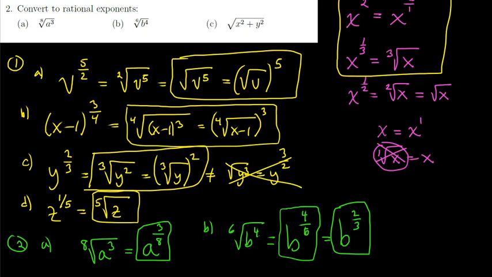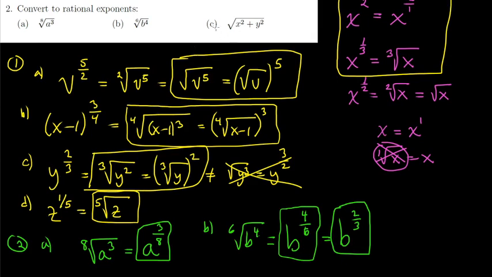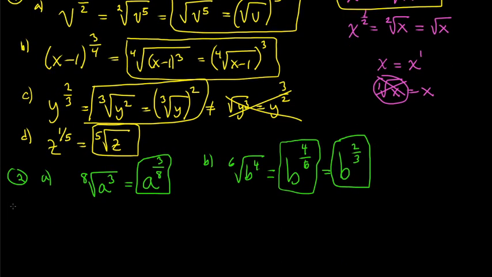Yeah, and just checking the answer key, I did simplify it. I did write it as b to the 2/3 instead of 4 over 6. So yeah, always reduce your fractions to lowest terms. Always simplify your answers. And then part C is the tricky one. It's the square root of x squared plus y squared.